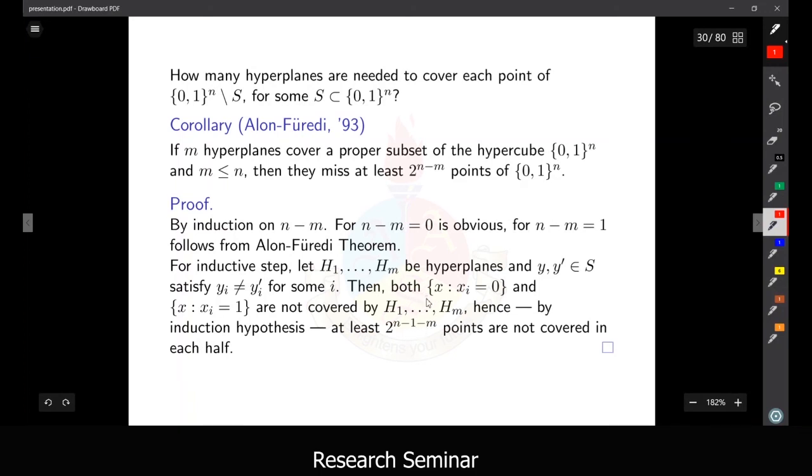So each of those hypercubes has at least 2 to the power n minus 1 minus m points which are not covered. So if we multiply this number by 2, we get that in our original hypercube we had at least 2 to the power n minus m uncovered points.